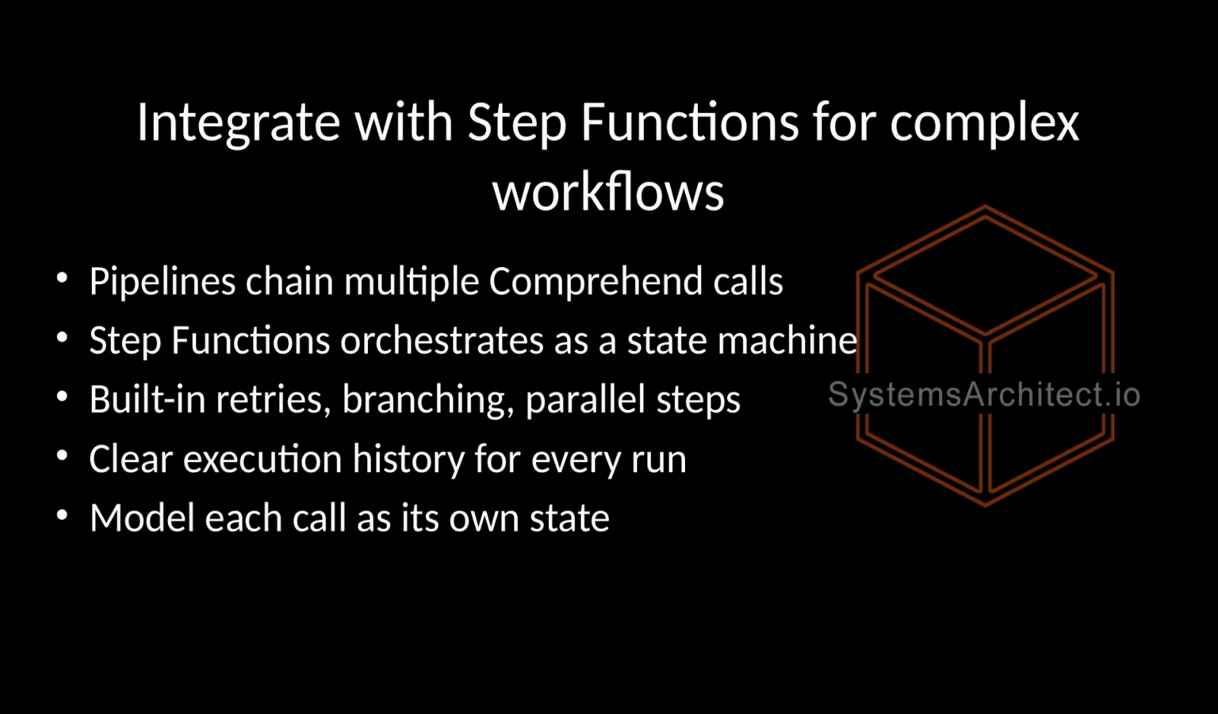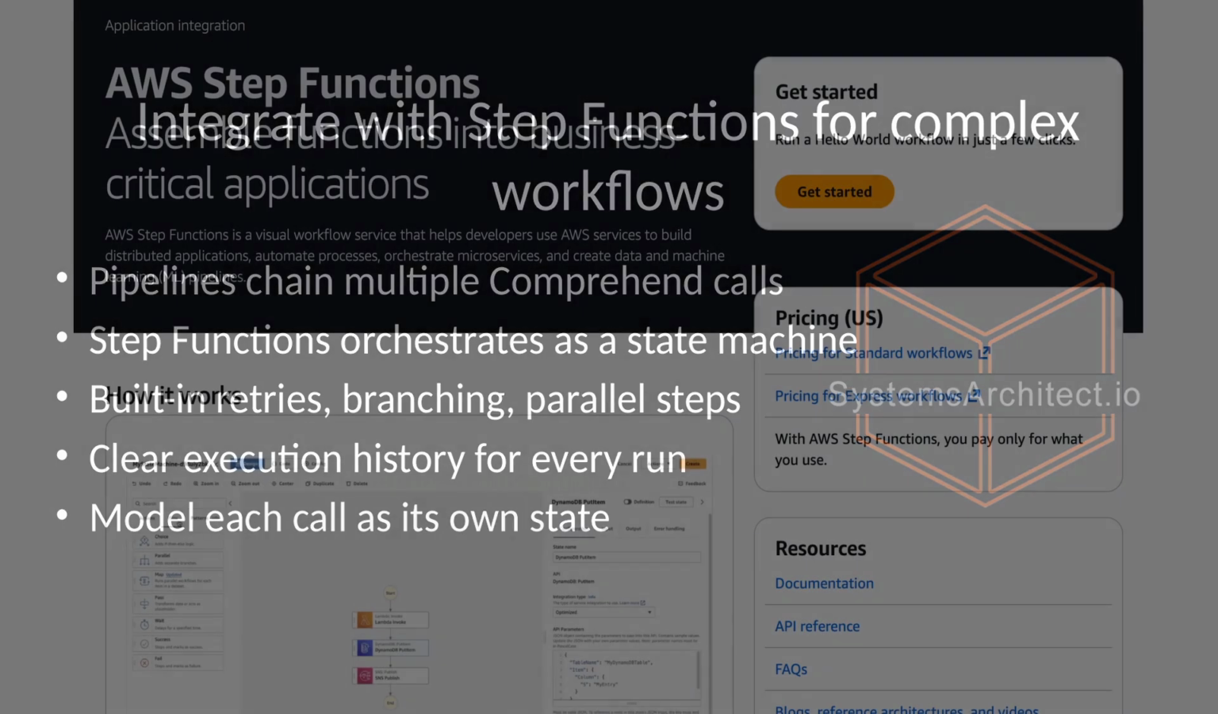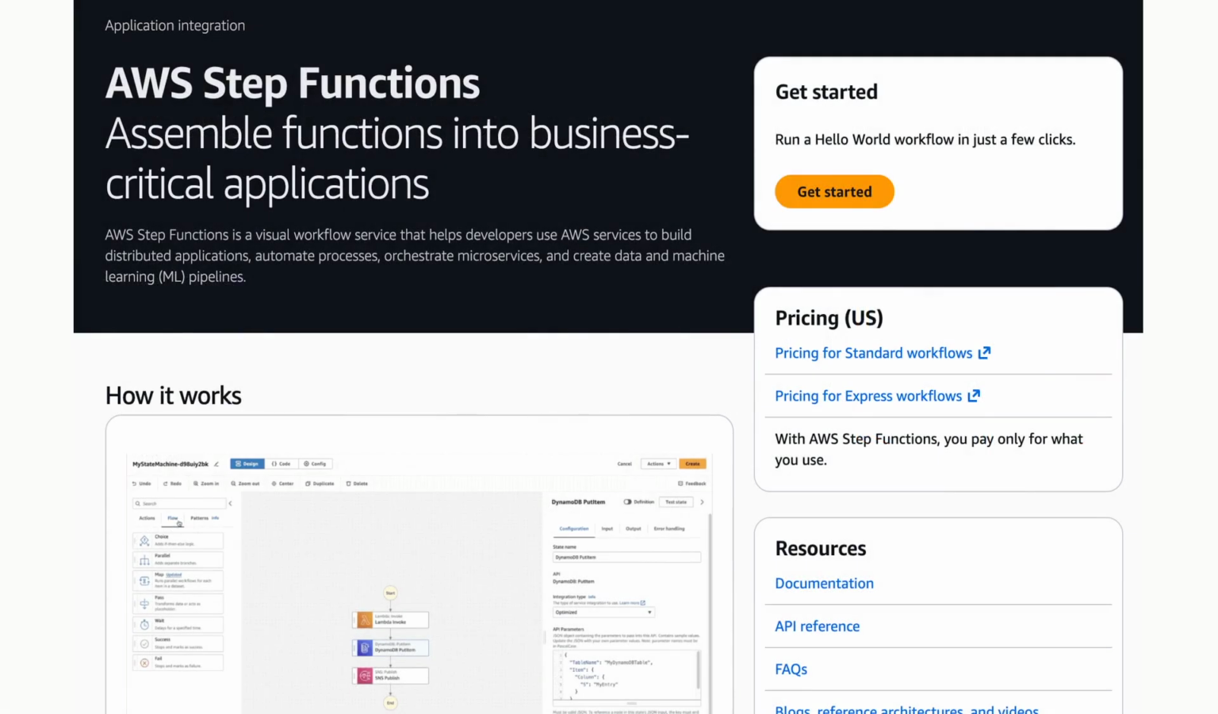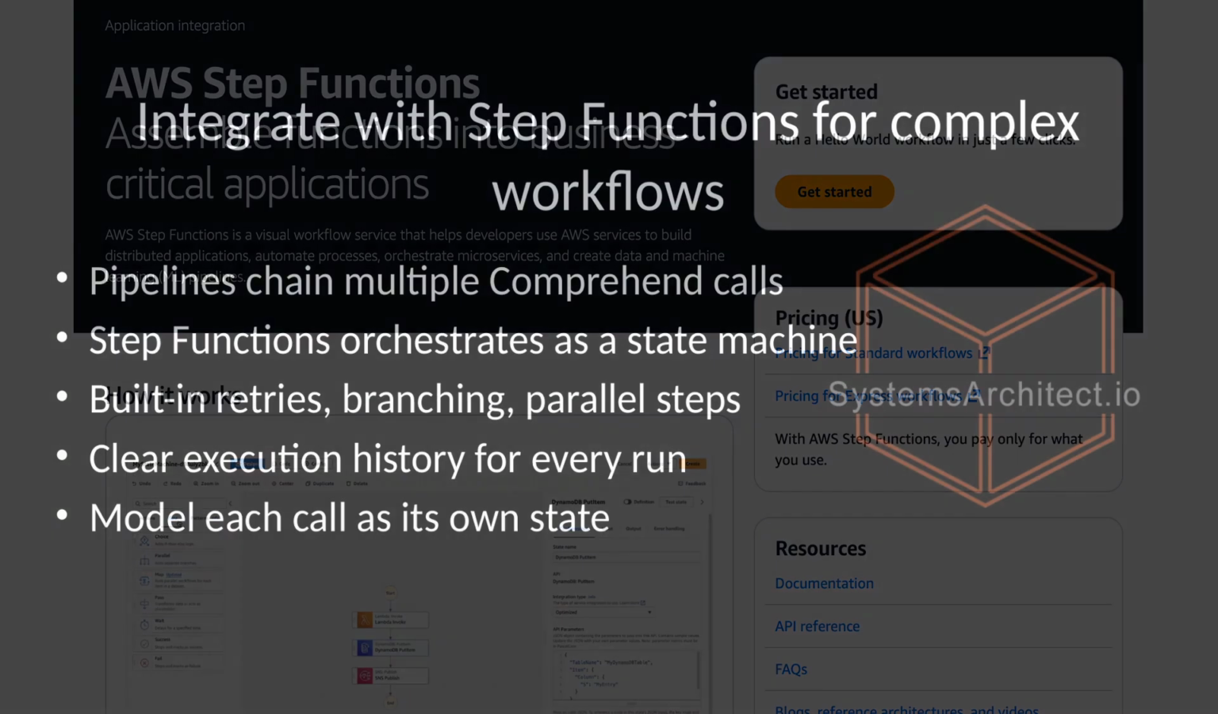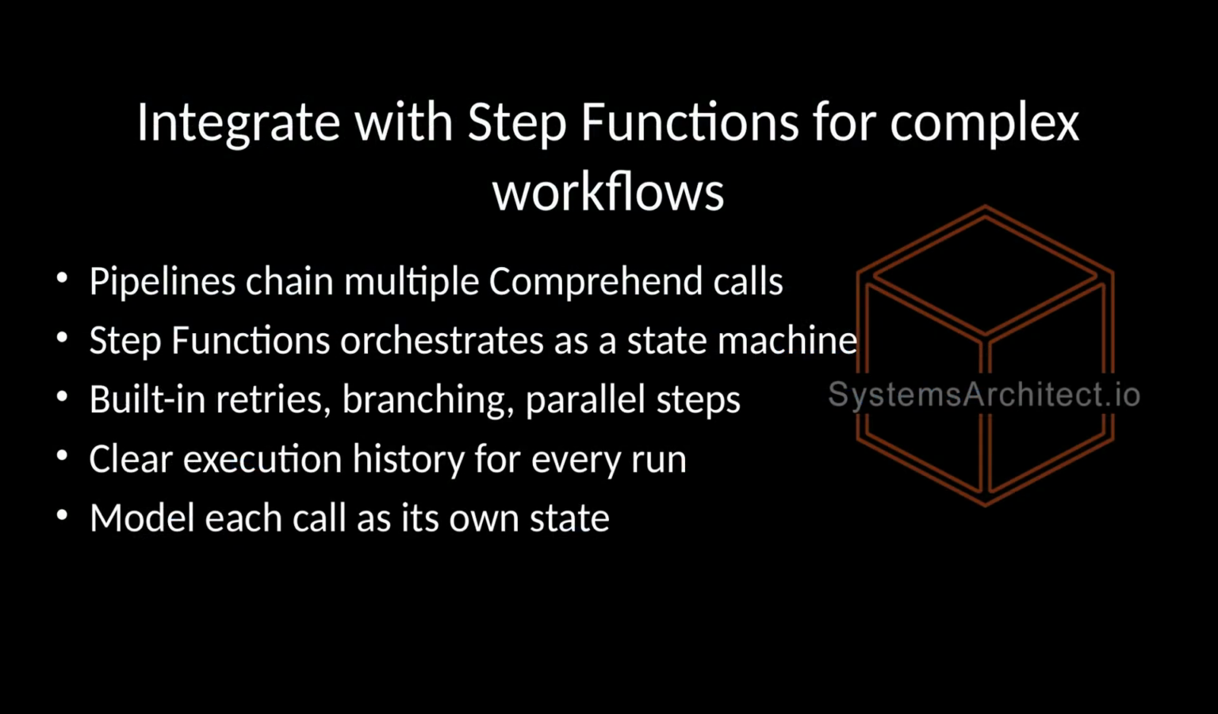12. Integrate with Step Functions for complex workflows. Real-world text analysis pipelines rarely involve just one Comprehend call, often chaining language detection, entity recognition, and classification together with steps in other services. AWS Step Functions let you orchestrate that whole sequence as a single visual state machine.